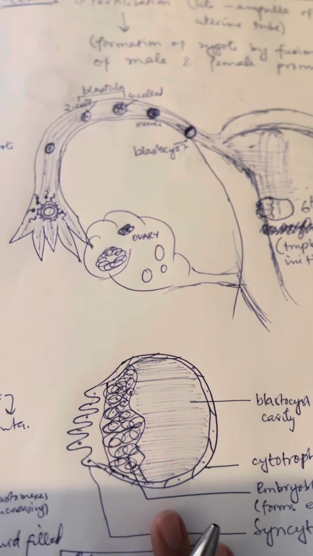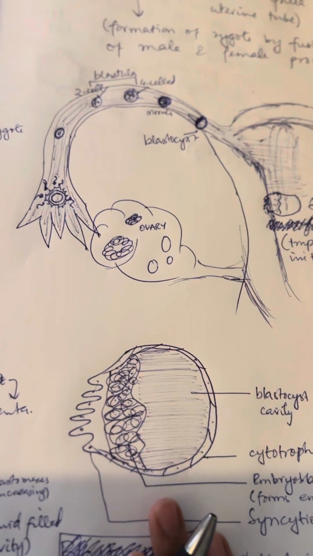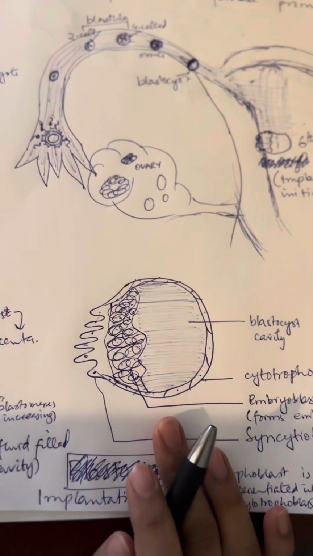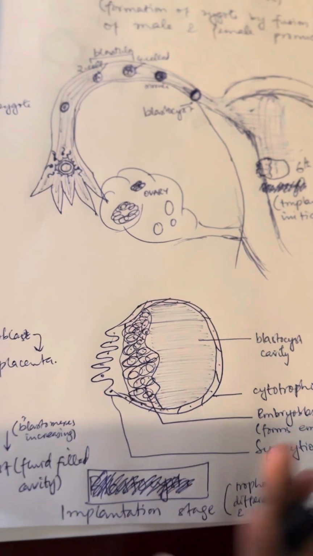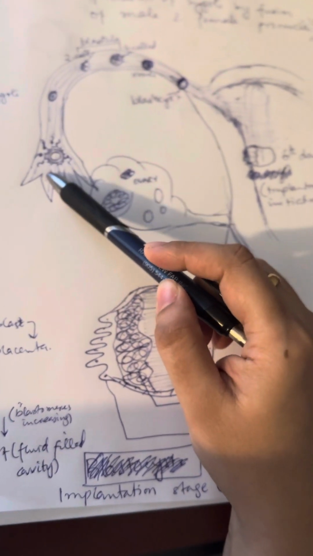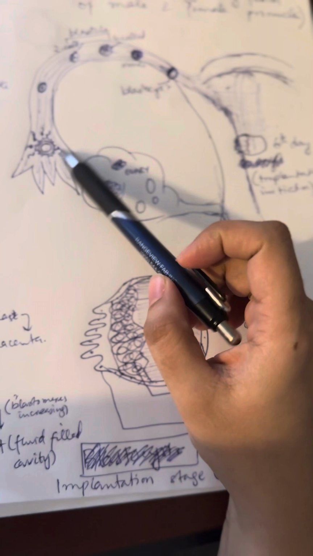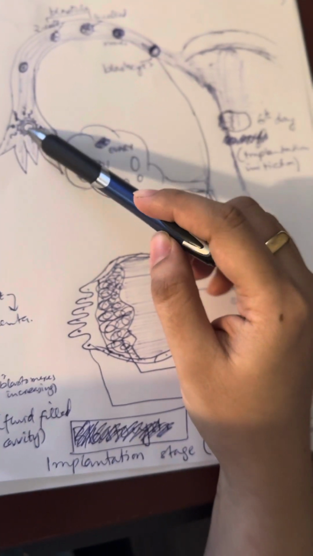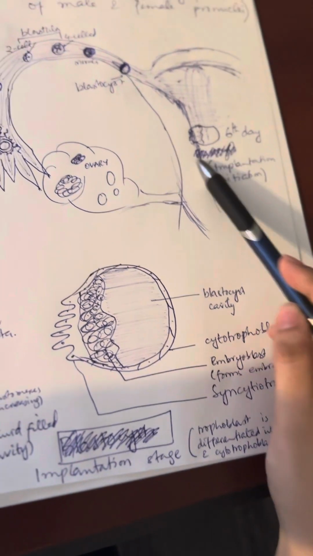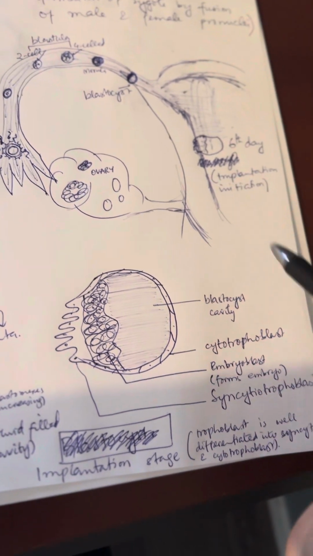So fertilization is the fusion of male and female pronuclei. It happens in the ampulla of the uterine tube, and then it goes through several stages before implantation onto the uterine wall.